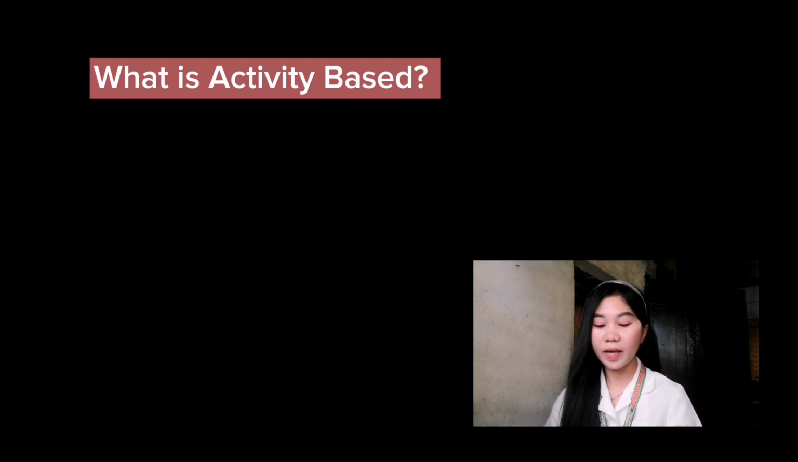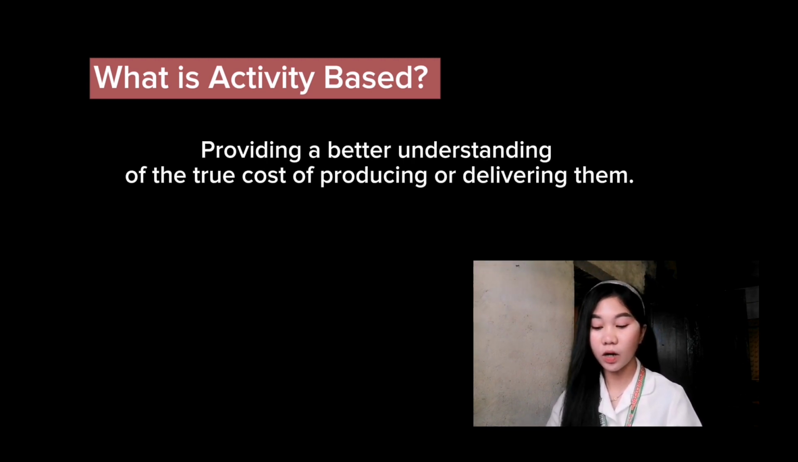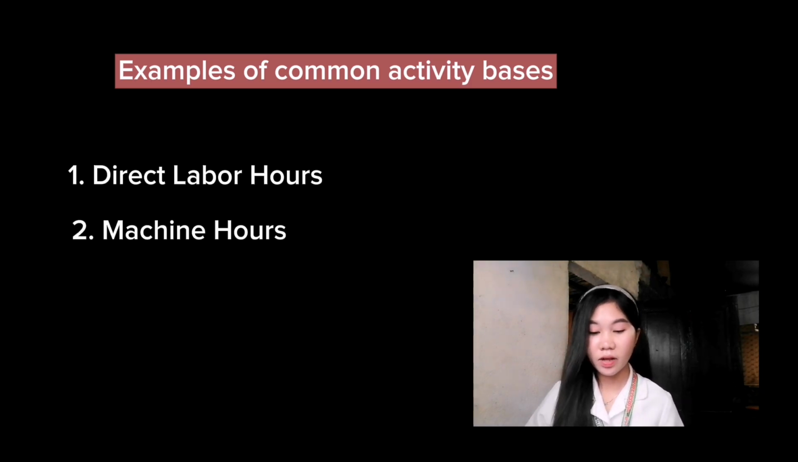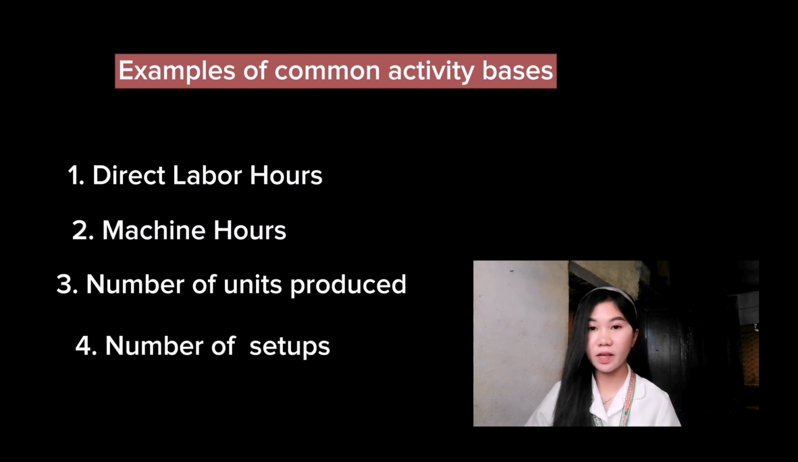So, using an appropriate activity base helps to ensure that overhead costs are allocated more accurately to the products or services, providing a better understanding of the true cost of producing or delivering them. Examples of common activity bases include direct labor hours, machine hours, number of units produced, and the number of setups. So for the direct labor hours, overhead cost can be allocated based on the number of labor hours spent on a specific activity or product.